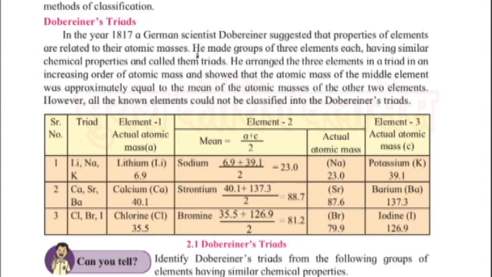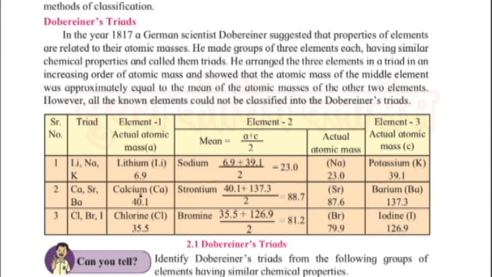Again, we are going to see: Dobereiner made a group of three elements, each having similar chemical properties, and he called them a triad. He arranged the three elements in a triad in increasing order of their atomic masses, and he showed that the atomic mass of the middle element was approximately equal to the mean of the atomic masses of the other two elements. Okay, so you have to understand this law and write this law. Also you have to learn this law and remember the examples also.